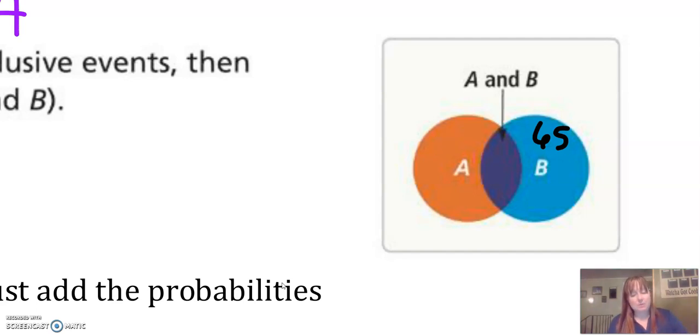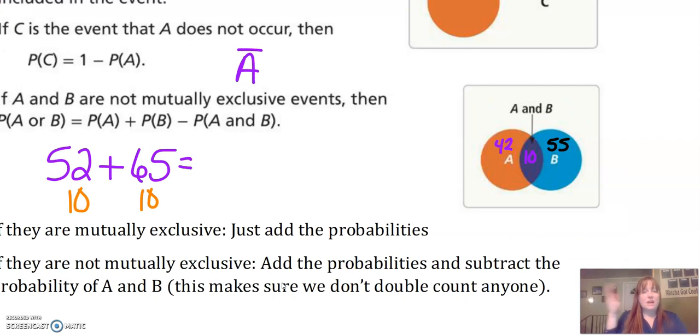So let's think about what that really would look like. Well, then I would actually have only 42 people here and I'd have 10 people in the middle, right? And then I'd actually only have 55 people out here. So if I just add these two together, then I counted those 10 people twice. Okay? Does that make sense? I hope it does. If I just add them together, then I counted the 10 people twice because I counted them as freshmen and I also counted them as band members, okay?